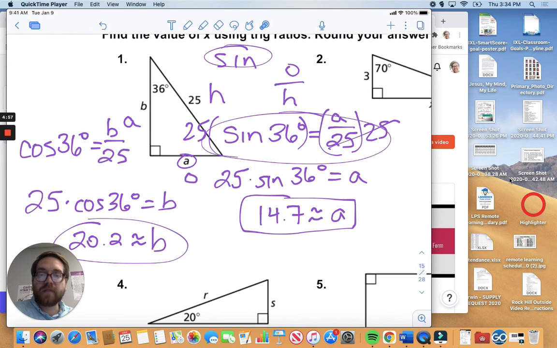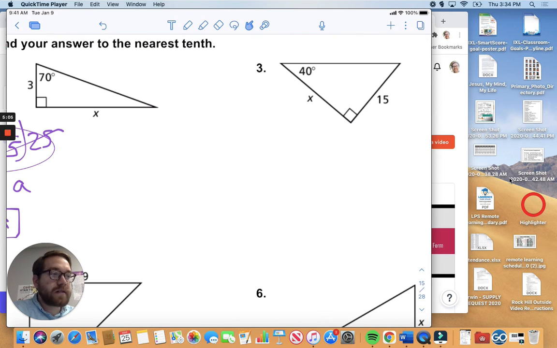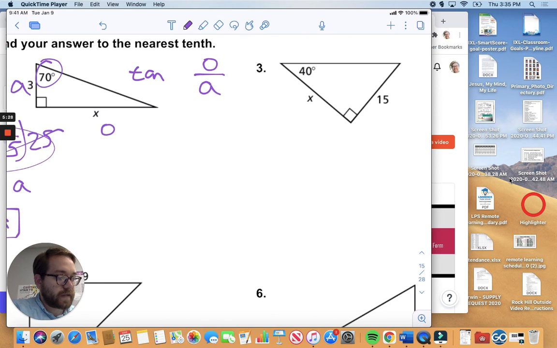So let's look at one more that uses tangent. Let's look at the second one on this page. So we know this angle is 70 degrees. We know that this side is 3, and that side we don't know is x, and that's what we're looking for. So if this is our angle here, this is the opposite side, and that's the adjacent side. So if we don't know the opposite side, and we're looking for it, and we know the adjacent side, we're going to use tangent. And so I would set up the equation as tangent of 70 degrees is equal to the opposite side x over the adjacent side 3.